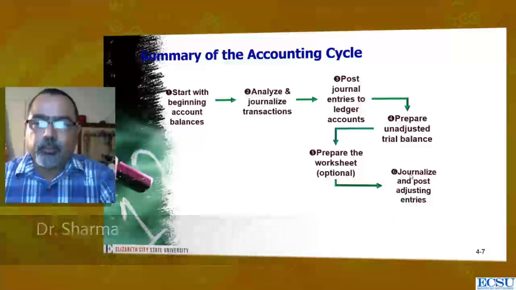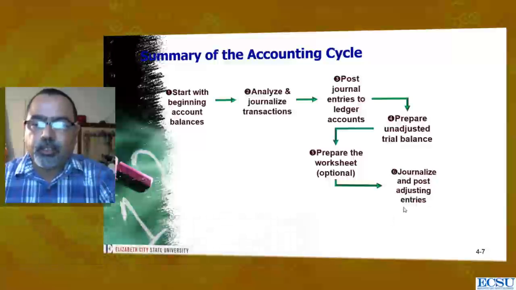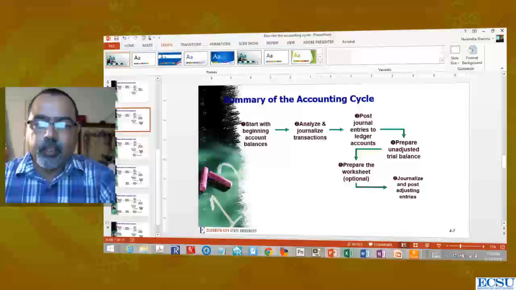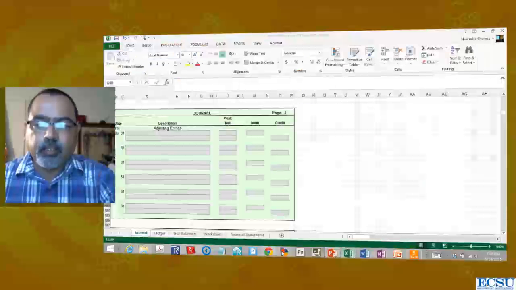Now, what we are going to do is first we are going to journalize the transactions in the adjusting journals and then post those journals back to the ledger that we have already opened in step number 3. So, that is the next thing that we are going to do. So, let me show how you will be doing that. Let's go ahead and read the problem.